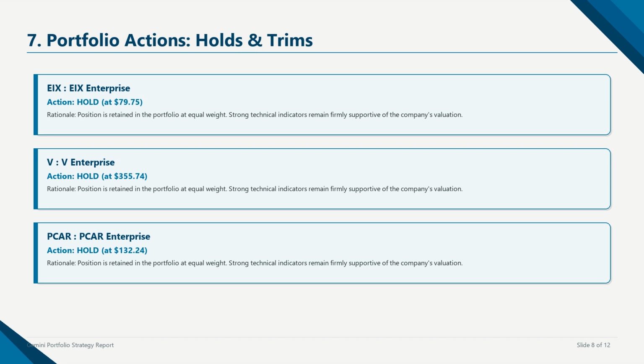For our current holds and trims, we maintain our core high-conviction positions in EIX, PCAR. These companies show robust industry tailwinds, and their technical trends remain strongly supportive of their current valuations. By maintaining these positions, we minimize portfolio turnover and transaction friction, in line with our target rules. We hold these names equal-weighted to capture their ongoing uptrend while avoiding overconcentration. Our trend score filters confirm that these stocks maintain strong support above their key 50-day and 200-day moving averages, indicating that their primary upward trends are intact.